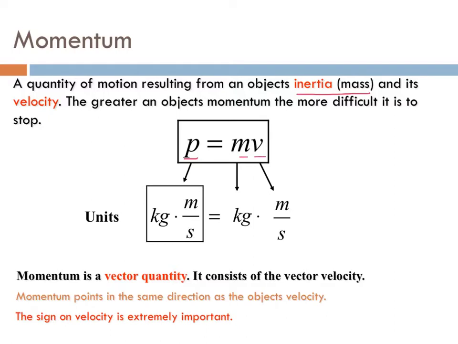Now, because we have velocity involved, our momentum is actually a vector quantity, that it has both magnitude and direction. So the direction of our momentum will be in the same direction as an object's velocity. So here, the velocity's direction is going to be really important. Now, the units for momentum will simply be kilograms, which are the units of mass, times meters per second, which are the units for velocity.